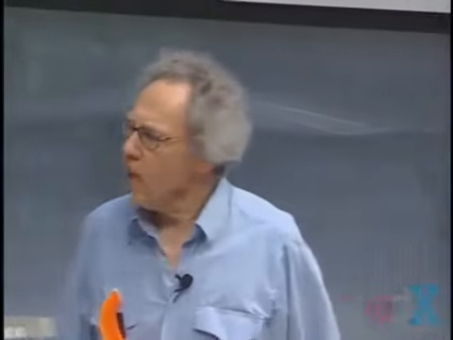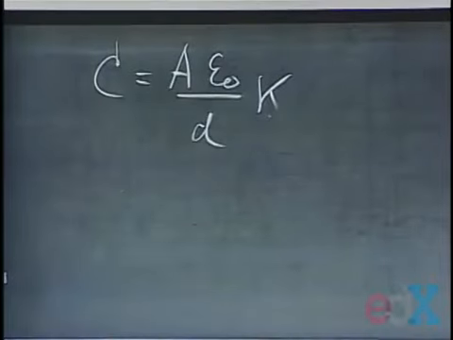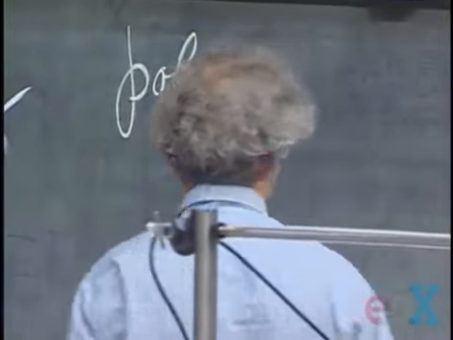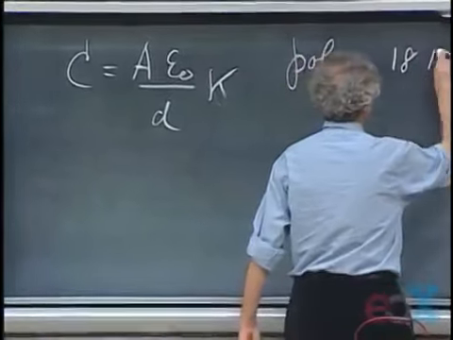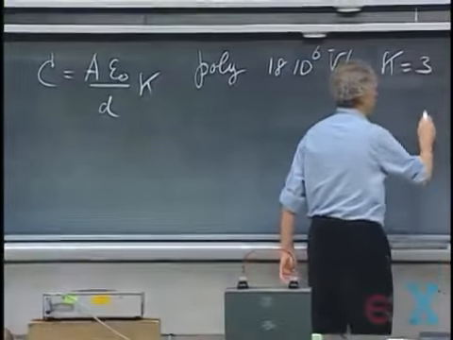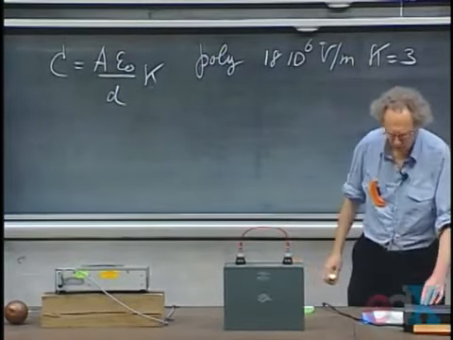If you want a very large kappa, you would say, well, why don't you make the layer water in between? That has a kappa of 80. The problem is that water has a very low breakdown electric field, so you don't want water. If you take polyethylene, I just call it poly here, just as abbreviation, polyethylene has a breakdown electric field of 18 million volts per meter, and it has a kappa, I believe, of 3. Many capacitors are made whereby the layer in between is polyethylene.